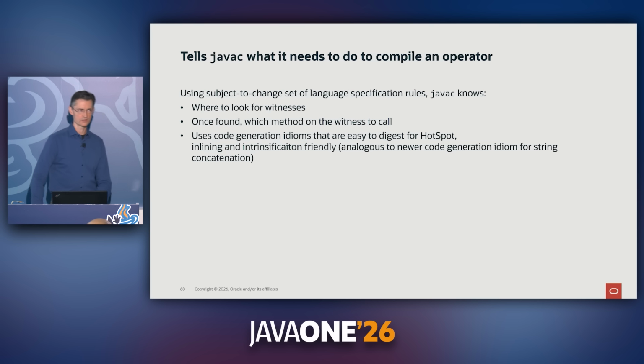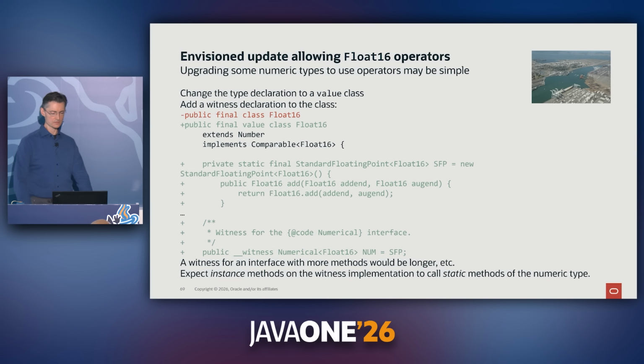So that's what the to-be-written language rules would tell javac: where to look for witnesses and what the mapping of operator to method on the witness would be. And the intention here would be to use code generation idioms that would be easy for HotSpot to digest, like what was done for the string concatenation in more recent Java releases.